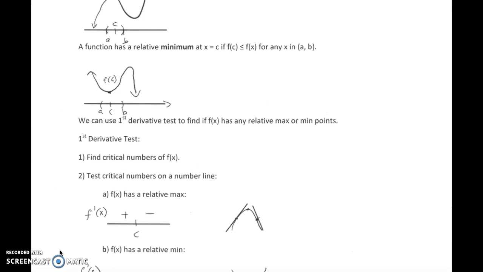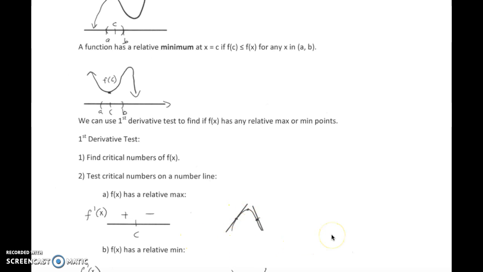If f of x has a relative max, that means for our value c, on either side of c our derivative will be positive on the left-hand side and negative on the right-hand side, which means our tangent line is going to be positive on the left, negative on the right, and that value c is the maximum point at the top.